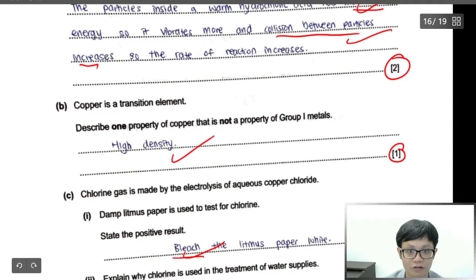Okay, let's move on. Copper is a transition element. Describe one property that copper has that is not found in group 1. It has high density. Very good. So you get 1 mark.